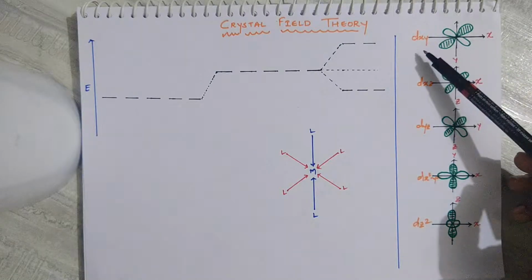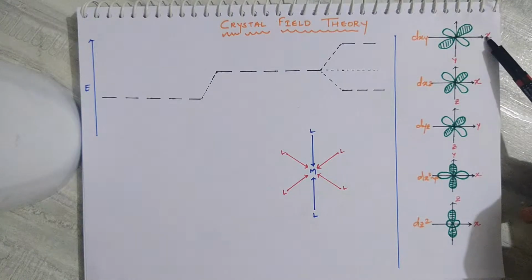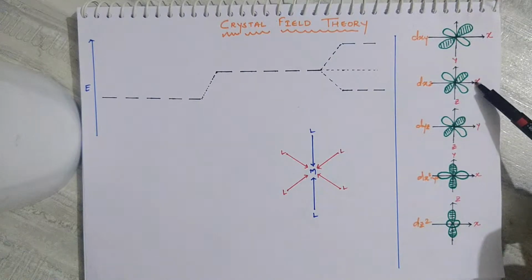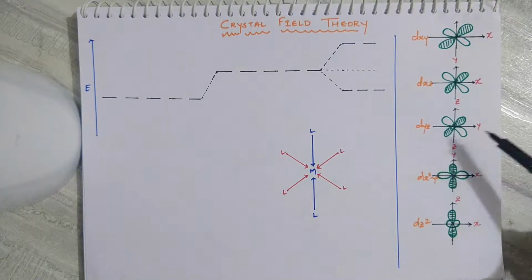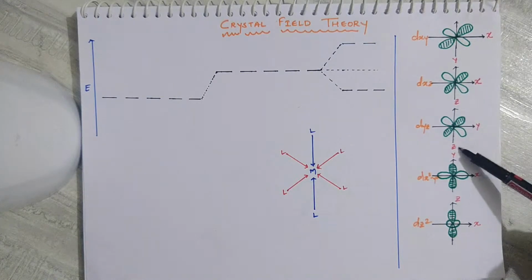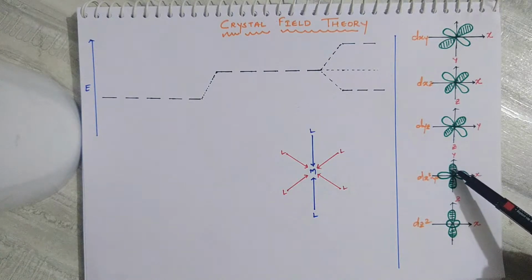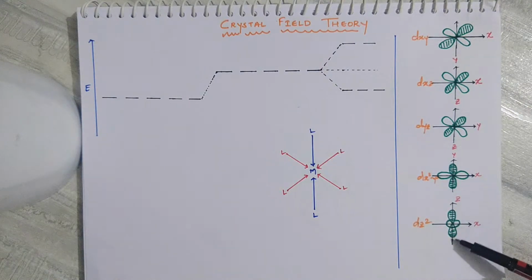Now if you see, when you are talking about the dxy orbital, it is an orbital where the lobes are present between the axes, the x-axis and the y-axis. When you are talking about the dxz orbital, the lobes are present between the x and z axis. When you are talking about the dyz orbital, the lobes are present between the y and z axis. But the dx2 minus y2 orbital is present along the y-axis and the x-axis, and in the dz2 orbital the lobe is present along the z-axis.